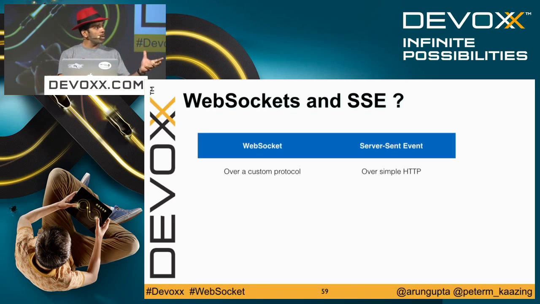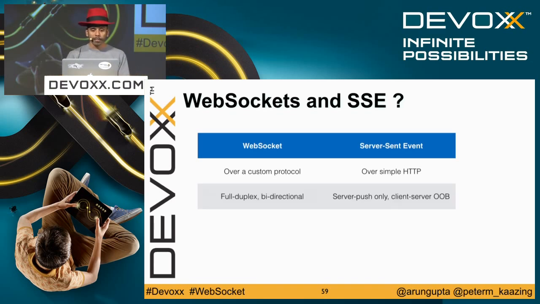Once you have established a WebSocket protocol, you initiate using HTTP over TCP, but once upgraded, there is nothing HTTP about it. It's a completely custom protocol in that sense. WebSocket is full duplex. That means client and server can talk to each other independently, bidirectionally. On the other hand, server-sent event is server push only. And if there is any negotiation or any data that needs to be sent from client to server, it has to be out of band using XHR or whatever mechanism you want to apply.